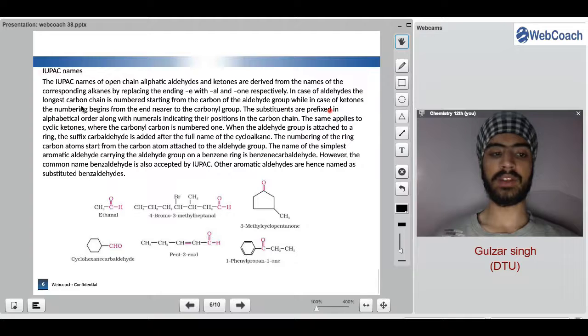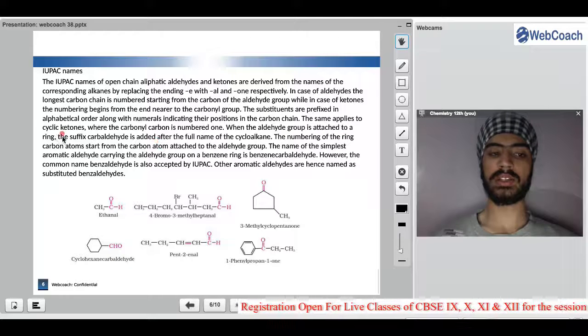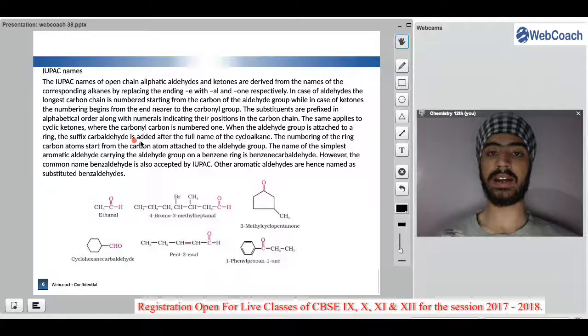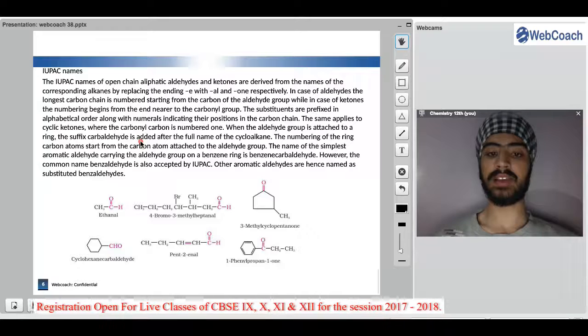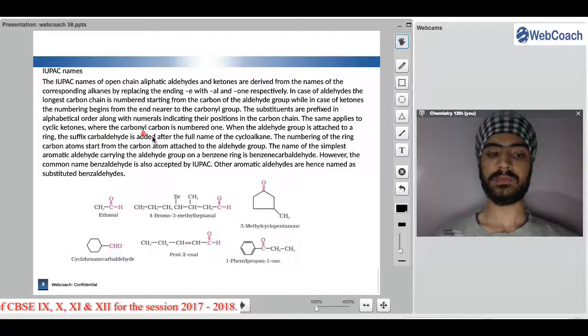The substituents are prefixed in alphabetical order along with numeral indicating their positions in the carbon chain. The same applies to cyclic ketones, where the carbonyl carbon is numbered 1. When the aldehyde group is attached to a ring, the suffix carbaldehyde is added. So carbaldehyde is added when it is attached to a ring.